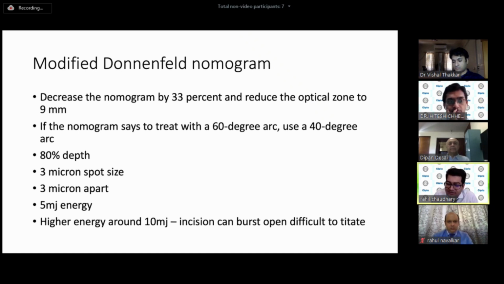Because the problem is that the higher the energy you use, the larger the cavitation bubbles you are creating. And then what happens is that they join together and burst open. So then it becomes similar to what you're doing with the blade. So if you want to do it with the femto, you should be able to keep the cavitation bubbles as close as possible, but they should not be joining with each other, so that you have the ability to titrate these incisions at a later stage.